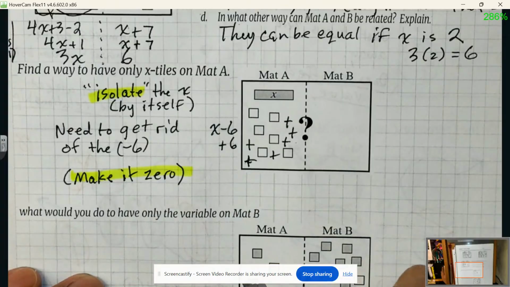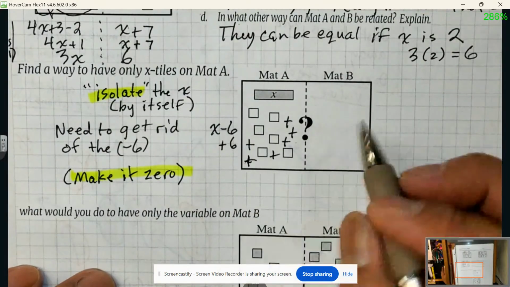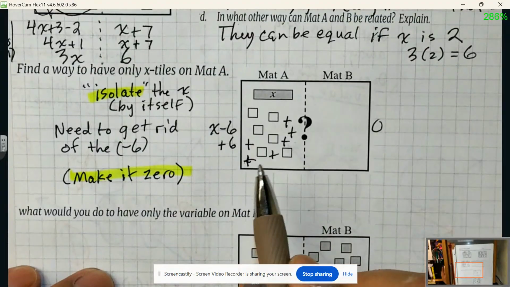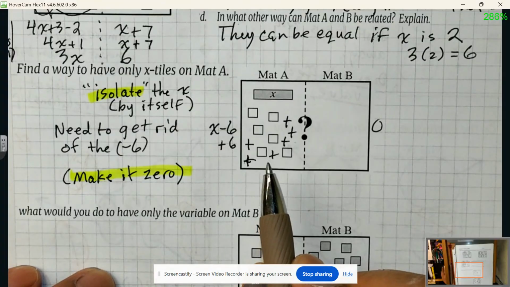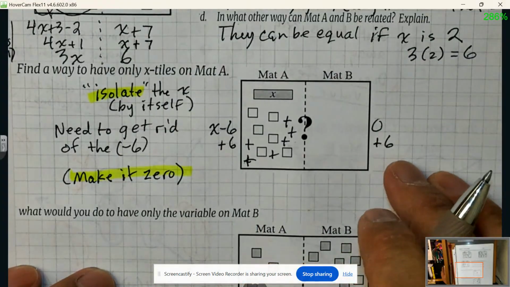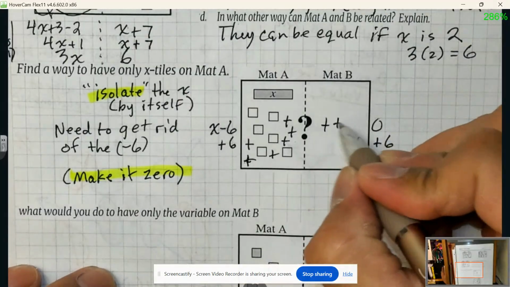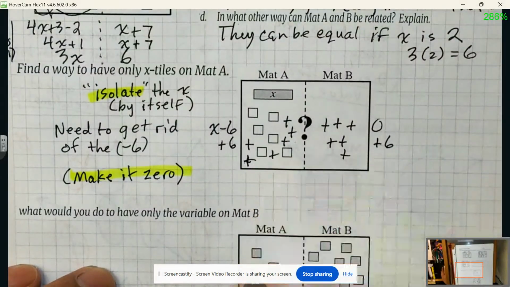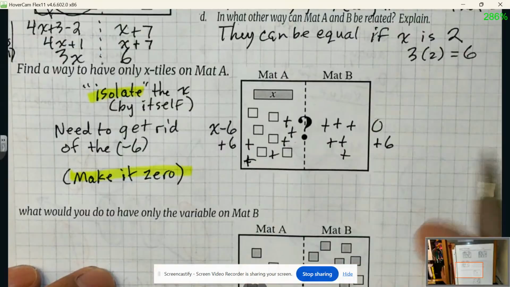Now that throws off the balance. So what do we need to do? Well, on the right side, we had 0. But if we're going to add 6 to the left side, to mat A, we have to add 6 to mat B to restore that balance. So 1, 2, 3, 4, 5, 6, added to both sides, just kind of restores that balance again.